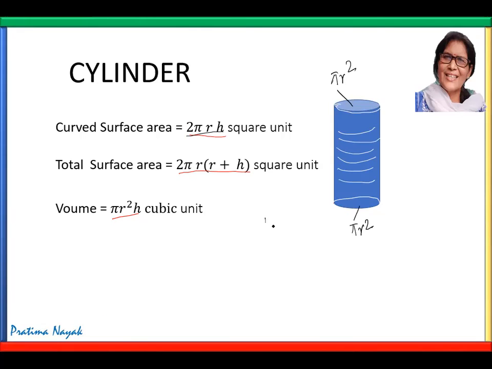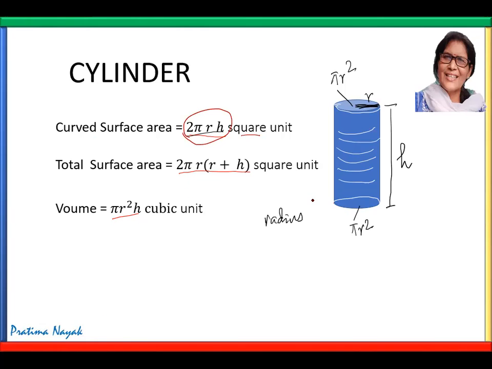It has two dimensions. One is the radius of this circle, this is r, and another is your height. Height is denoted by h. So what is your curved surface area? It is 2 pi rh and it is expressed in square units.